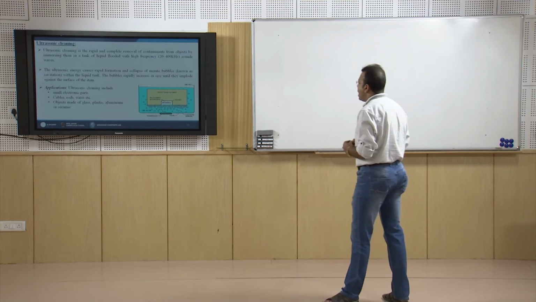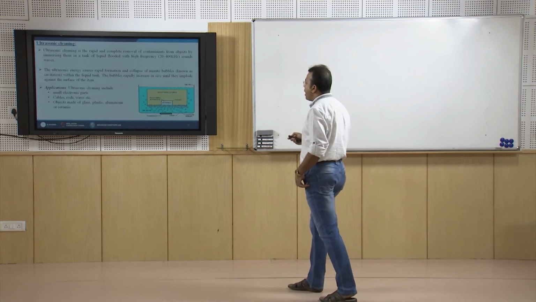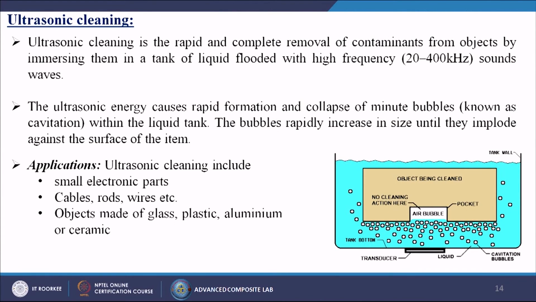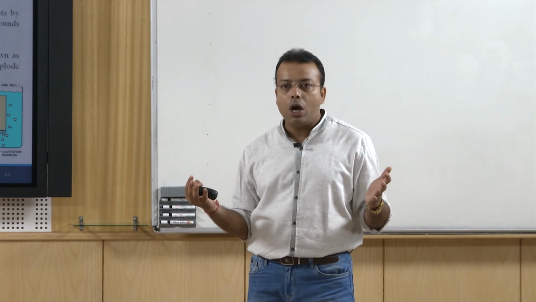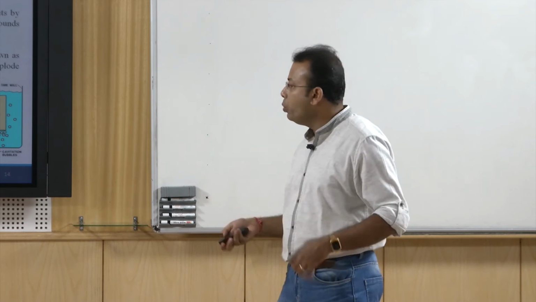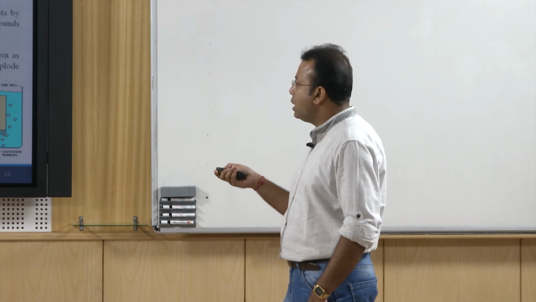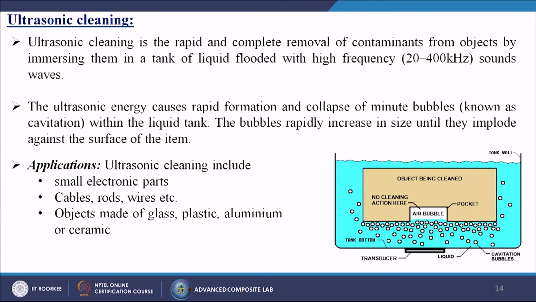Next one is called ultrasonic cleaning. Ultrasonic cleaning is the rapid and complete removal of contaminants from objects by immersing them in a tank of liquid flooded with high frequency, generally 20 to 400 kilohertz, sound waves. So, simply, we put our material into an ultrasonic bath, then we apply ultrasonic vibrations or motions by which we can do this kind of cleaning. The ultrasonic energy causes rapid formation and collapse of minute bubbles, known as cavitation, within the liquid tank. The bubbles rapidly increase in size until they implode against the surface of the item.